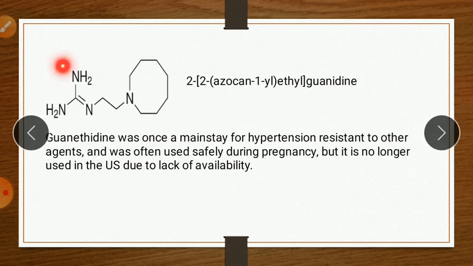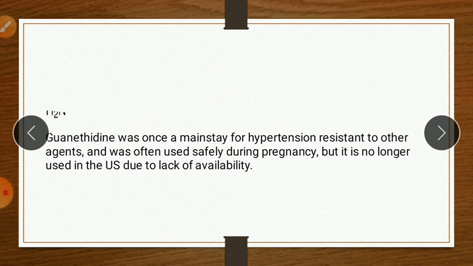In that category there is a drug, guanethidine. So it is the structure of guanethidine, IUPAC name 2,2-azocane. Azocane means nitrogen with an 8-member ring. One is ethyl guanidine, so it is an ethyl with 2 carbons and this one is guanidine. Guanethidine was once a mainstay for hypertension resistant to other agents and was often used safely during pregnancy, but it is no longer used in the US due to lack of availability. So it has limited use as an antihypertensive agent.